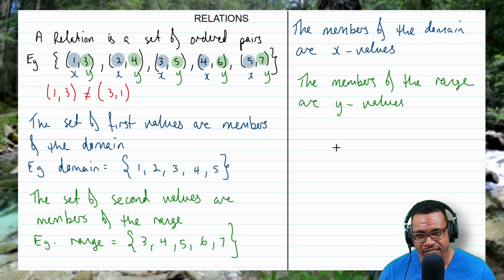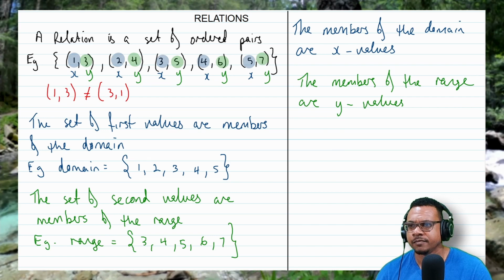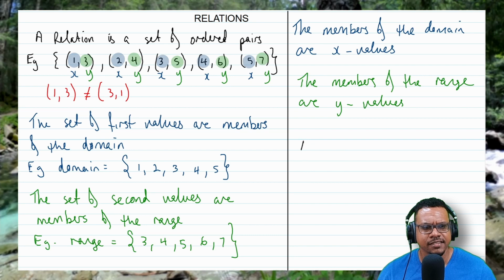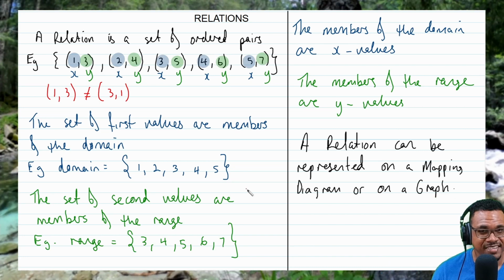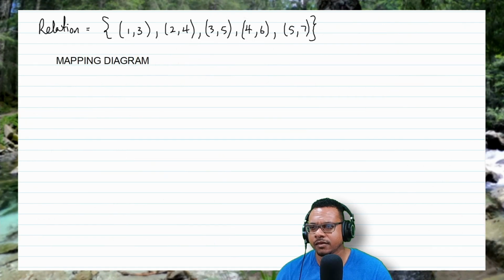So the next thing that we're going to have is that a relation can be represented on a mapping diagram or on a graph. So I'm going to write that a relation can be represented on a mapping diagram or on a graph. All right, so now I'll go to the next page and I'll draw a mapping diagram and also the graph. And I'll do that for the same relation here, the same set of ordered pairs. All right, so here I wrote back my relation, which is the set of ordered pairs with the 1, 3, 2, 4, 3, 5, 4, 6, and 5, 7.